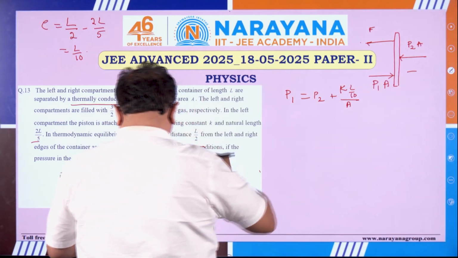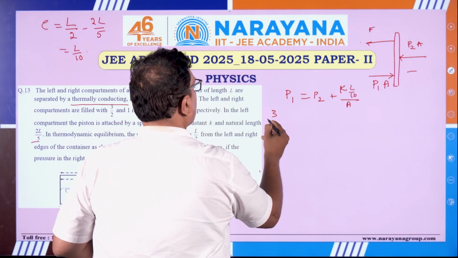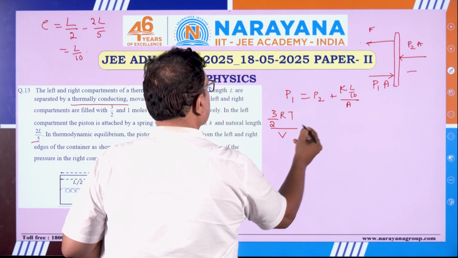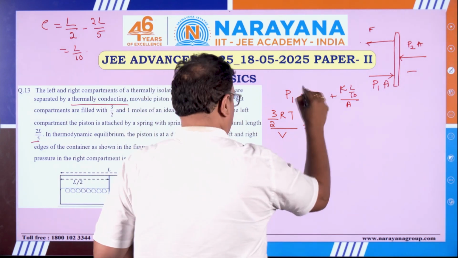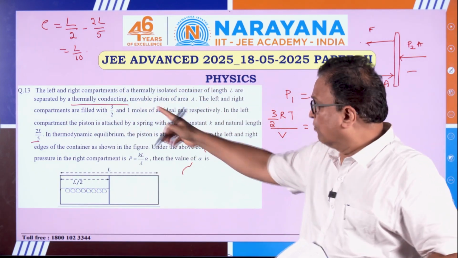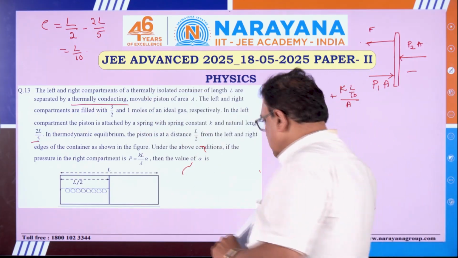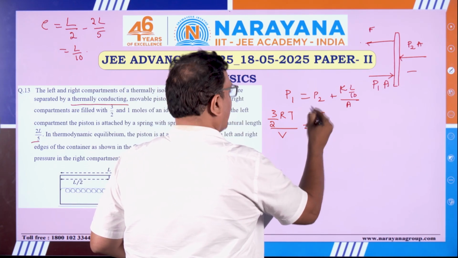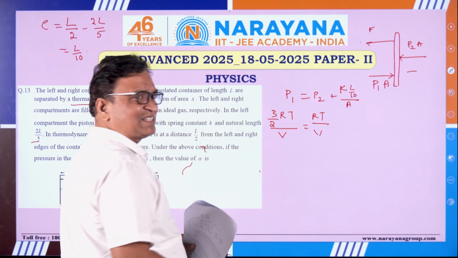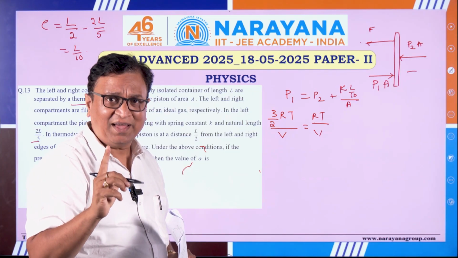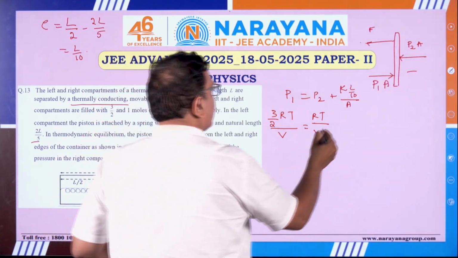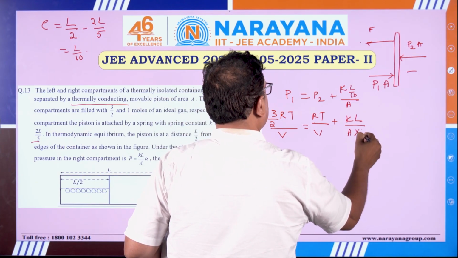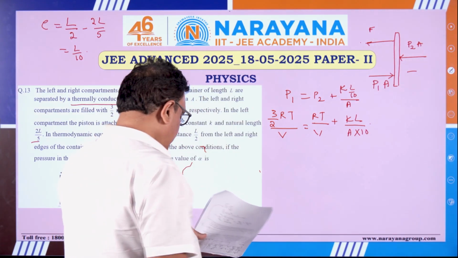P1, we have number of moles also, no? 3 by 2 RT by V is equal to, right side you said there is only 1 mole. So therefore, you have 1 RT by V. Don't ask me why temperatures are same. I told you very clearly. It's a conducting piston. Plus KL by A into 10. Now you solve this.